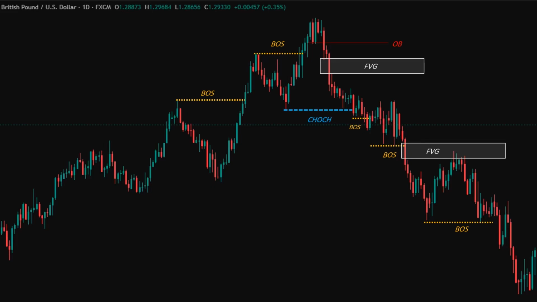However, if the price in a downtrend breaks beyond a significant high, it suggests a change in market character or structure, and the same principle applies in an uptrend. By following these steps, you can better evaluate market conditions and set a clear direction for daily bias.